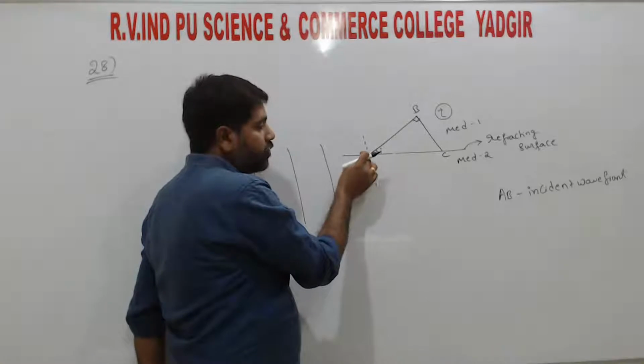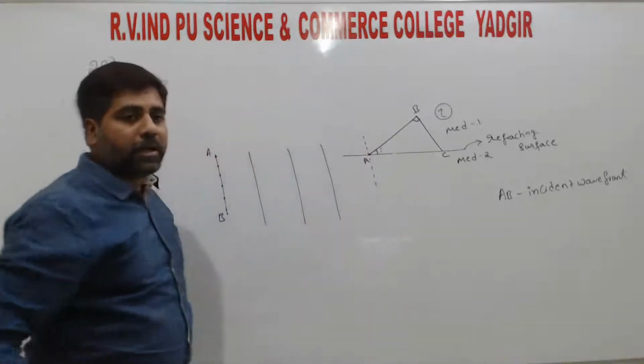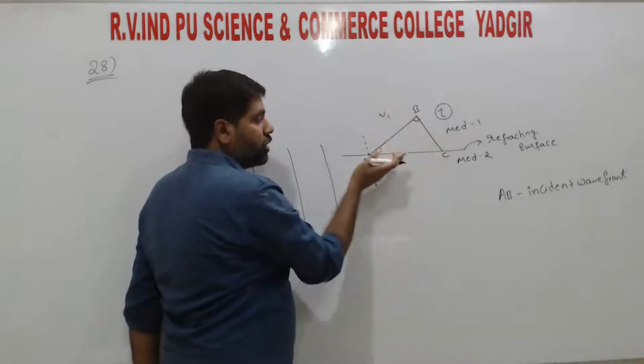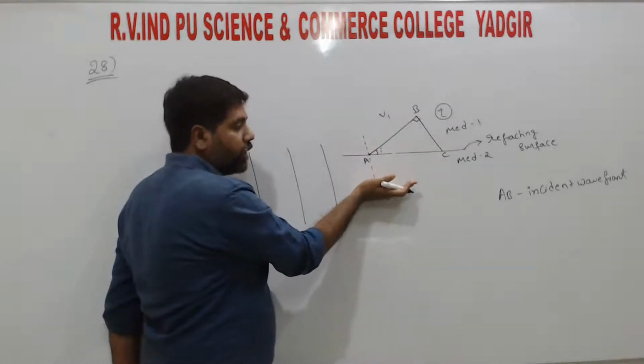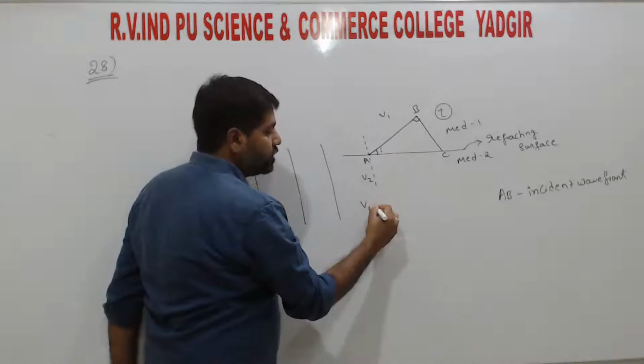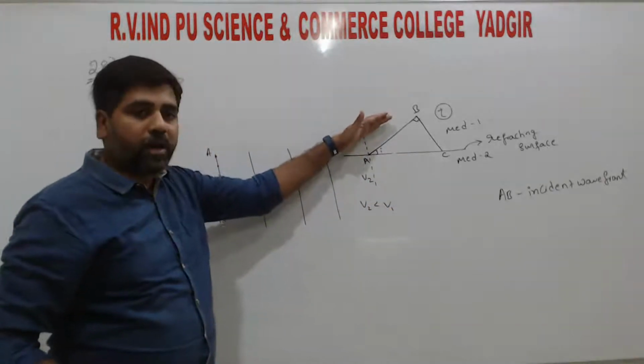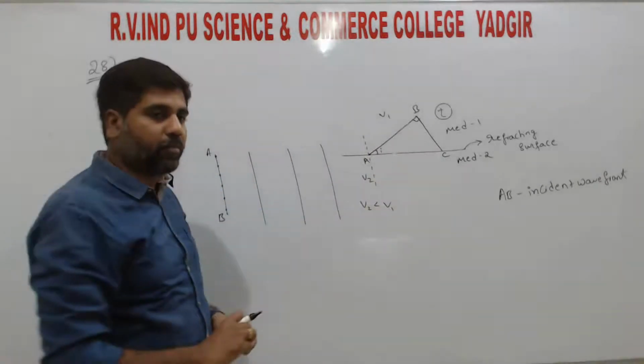In the second medium the speed of the wavefront decreases, right? In medium one the speed is V1, and in the second medium its speed becomes V2. That means V2 is less than V1, so the wavefront is traveling from a rarer medium to a denser medium, right?